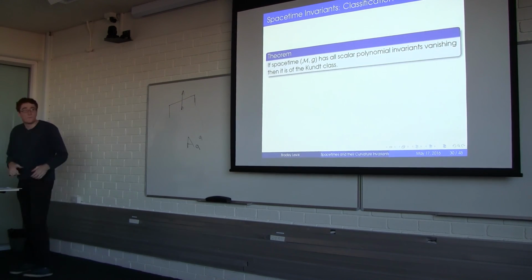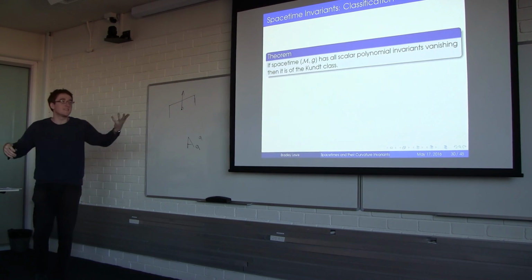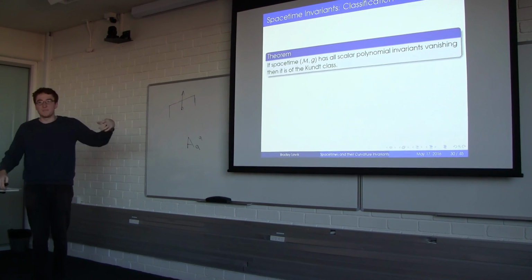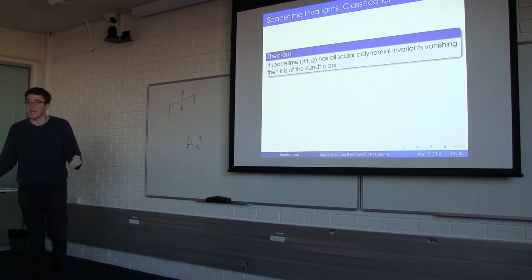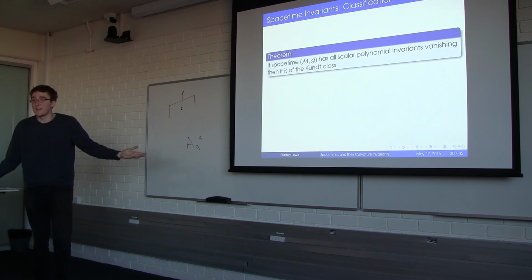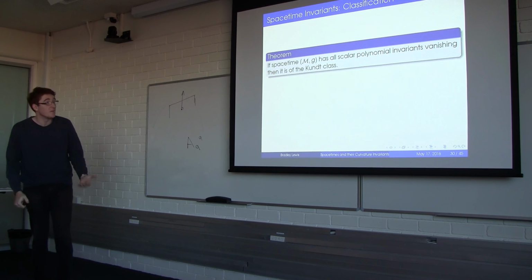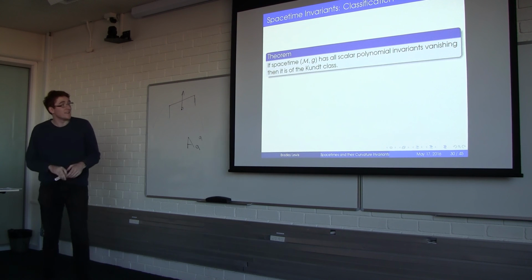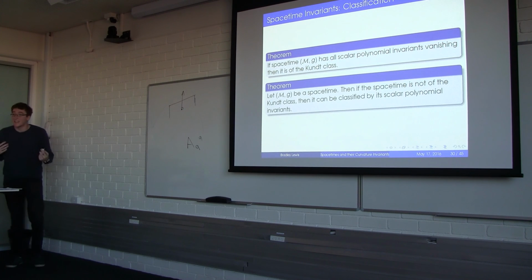And so you may ask, well, since flat space and PP waves can't be distinguished with the scalar polynomial invariants, if we ignore everything of this form, can we determine a spacetime uniquely by its scalar polynomial invariants? And it turns out that if you remove everything from the Kundt class, you actually can.